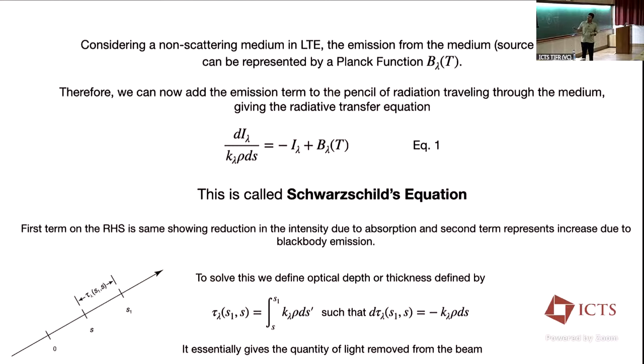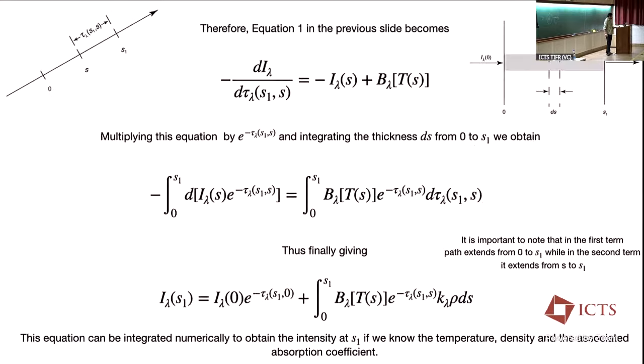Again, to solve this, we have to use the optical depth as we defined earlier, kappa rho ds. Earlier we only had dI/d tau equals minus I lambda. We now have this B lambda term. So the radiation is coming from here and getting absorbed, but the layers are also emitting.